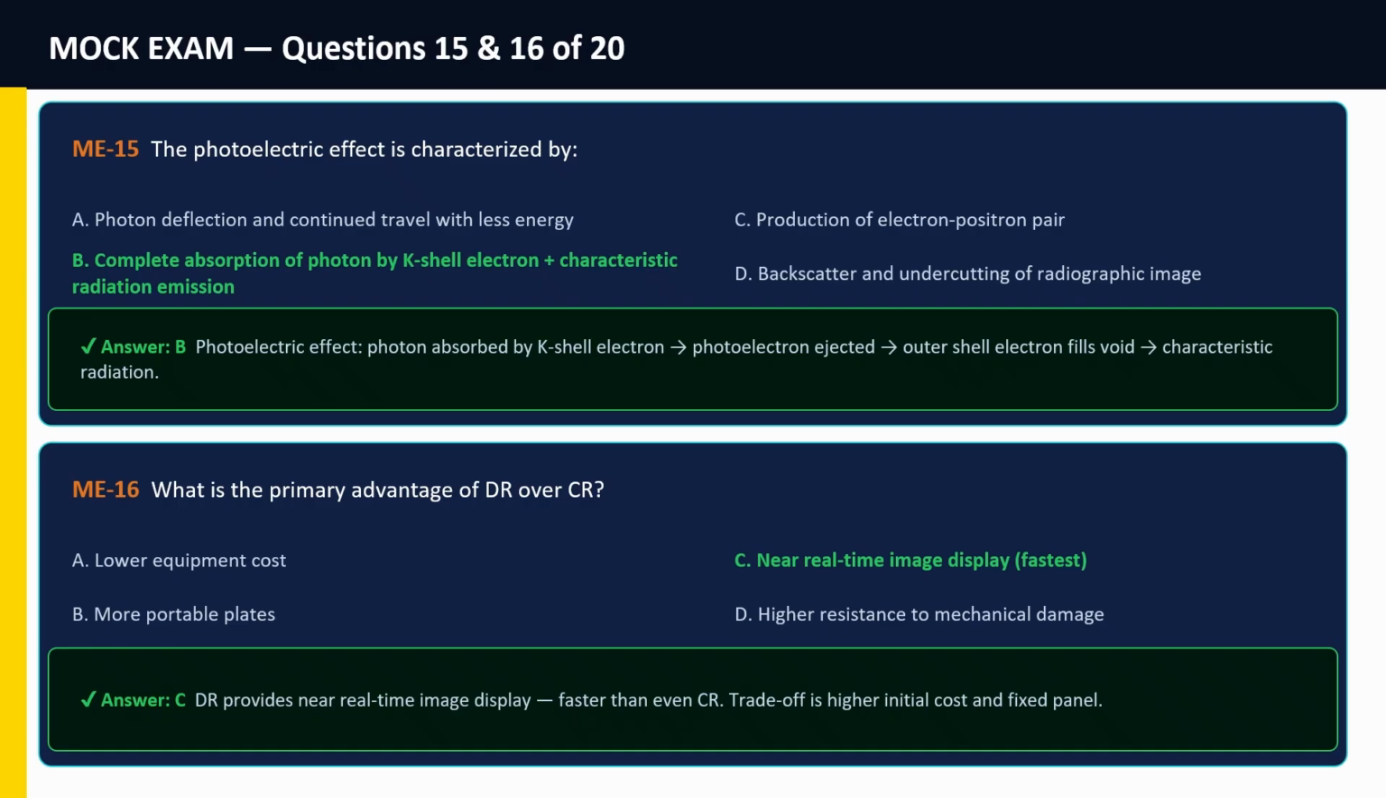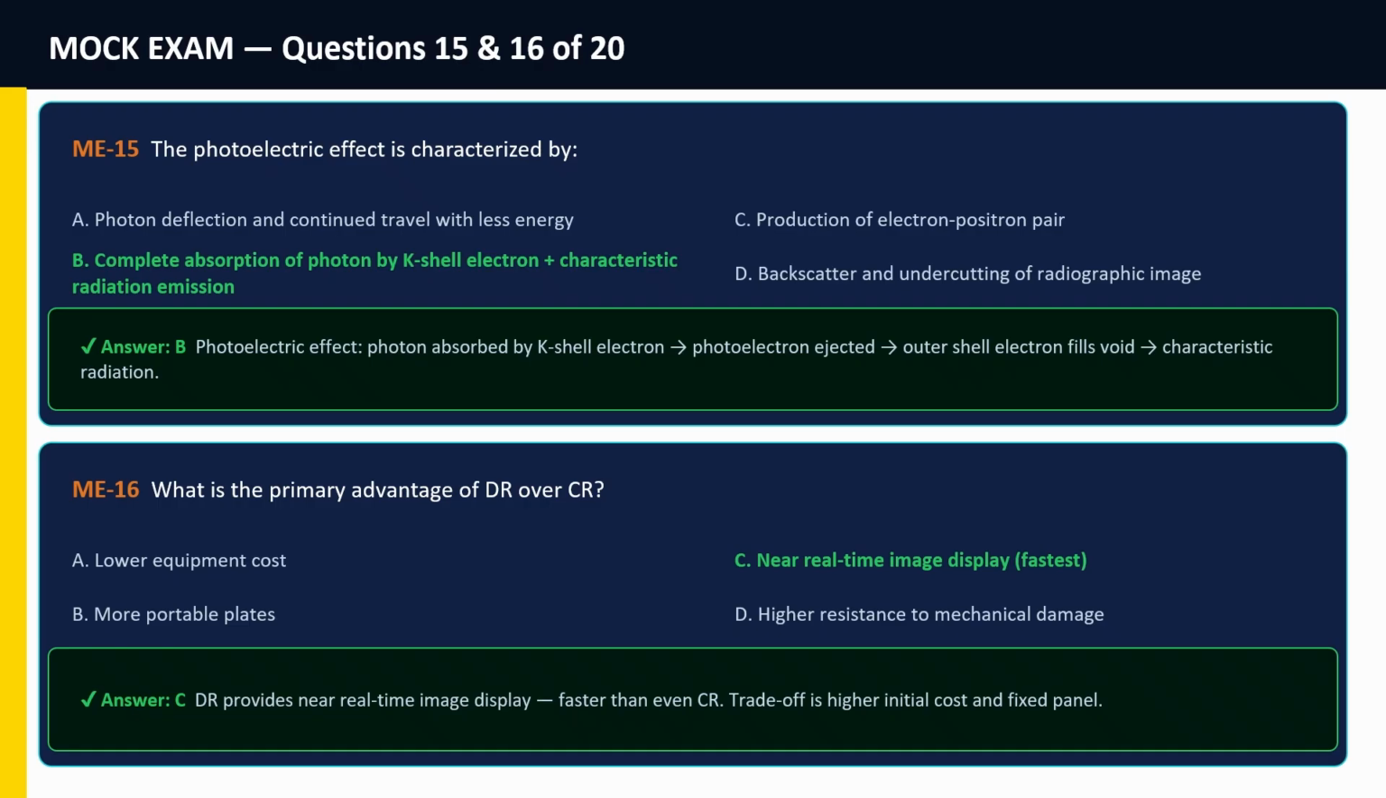Question 16 compares DR with CR. The major operational advantage of DR is rapid image availability. There is no separate plate reading step. The detector sends electrical information directly into the digital imaging system.